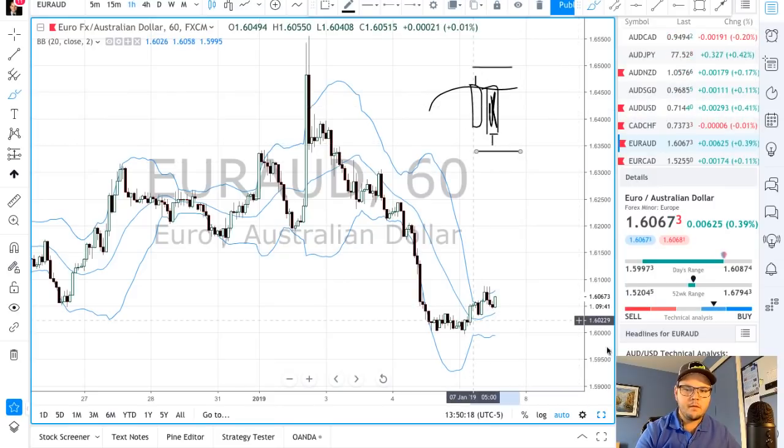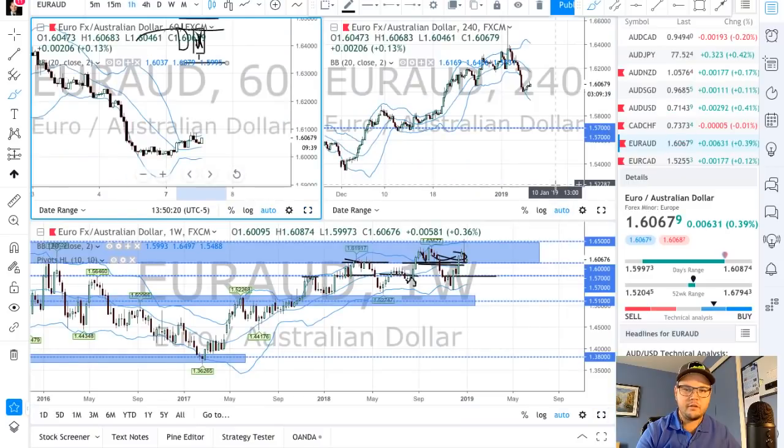Okay. So basically we had no setup on this pair yet, because price would have to hit the upper band and it's not there yet, but we can look more for a setup on this pair.